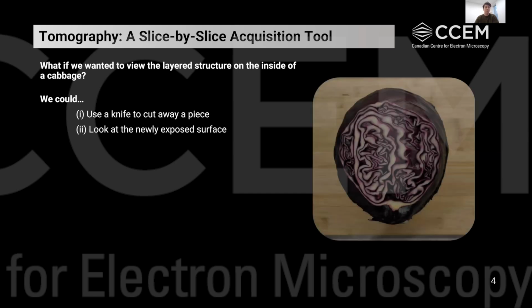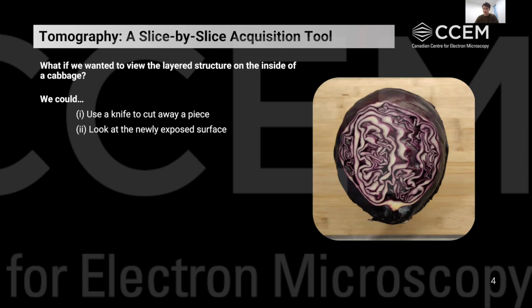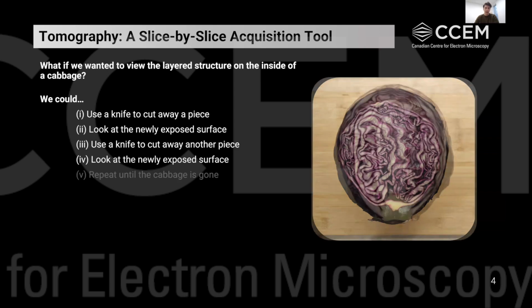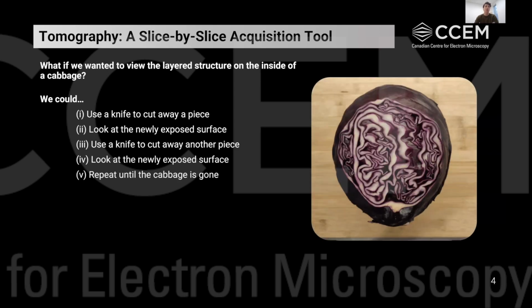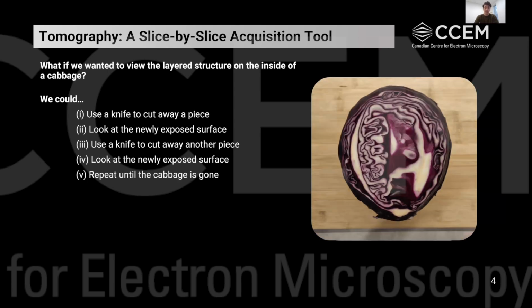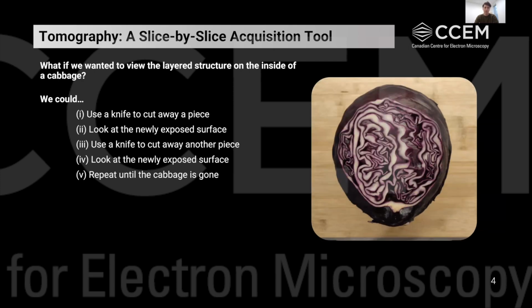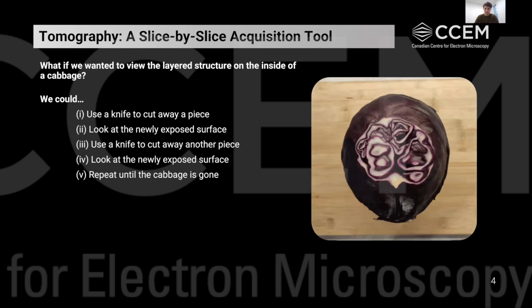And then we could look at the newly exposed surface of that cabbage. And then if we wanted to view a little bit deeper into the cabbage, we could again use a knife to cut away another piece and then look at the newly exposed surface again. And then we could repeat this over and over and over again until the entire cabbage has been cut away. And we have this digital image stack representing what was left of the cabbage.